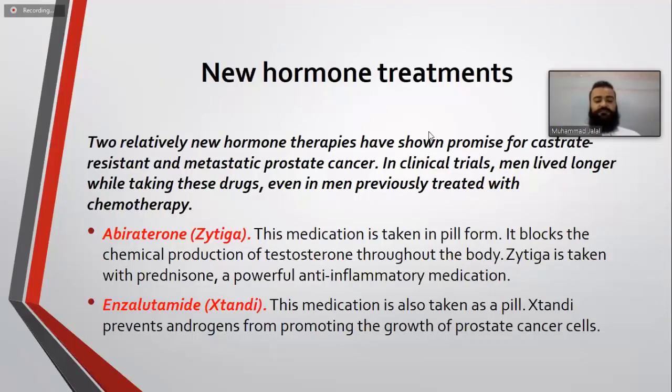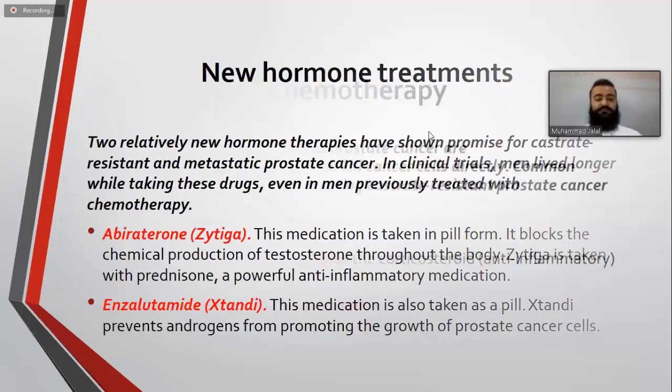In clinical trials, men lived longer while taking these drugs, even in men previously treated with chemotherapy. One is abiraterone. This medication is taken in pill form. It blocks the chemical production of testosterone throughout the body. Abiraterone is taken with prednisone, a powerful anti-inflammatory medication. Enzalutamide. This medication is also taken as a pill. Enzalutamide prevents androgens from promoting the growth of prostate cancer.